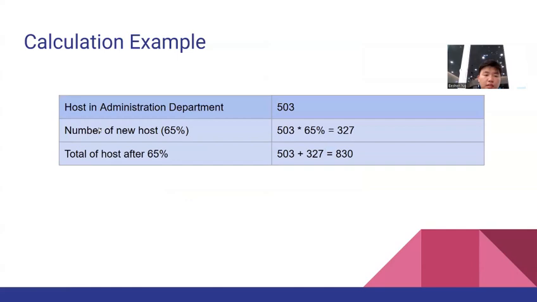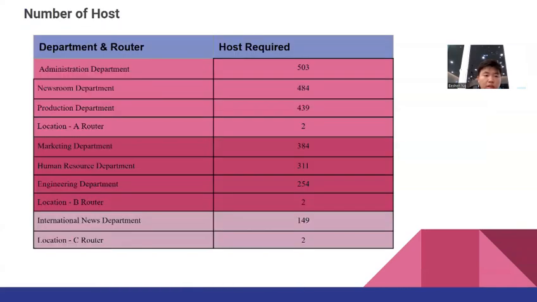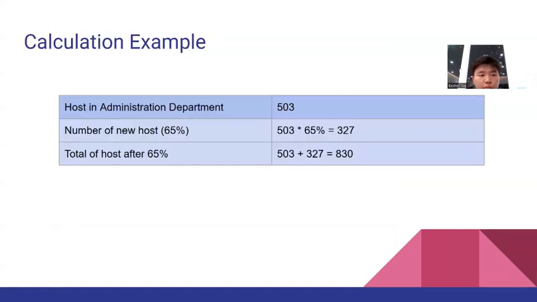Next is our calculation example. Next is our number of hosts for each department and their hosts required. The first is our overall host requirement for each department. So next one is the calculation example.